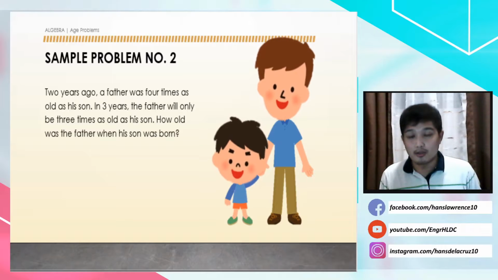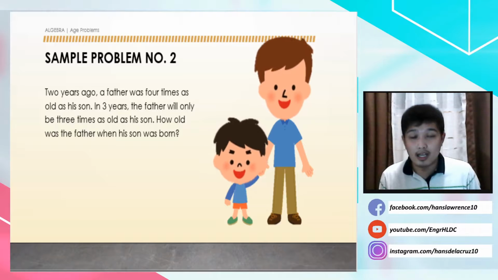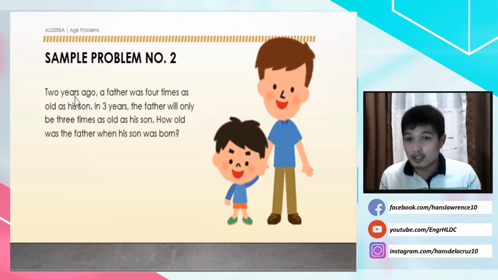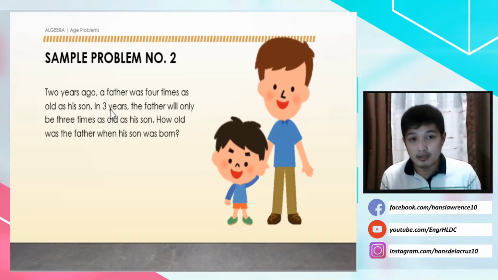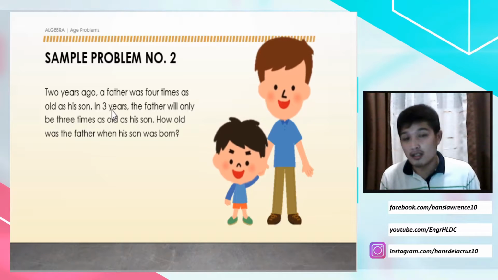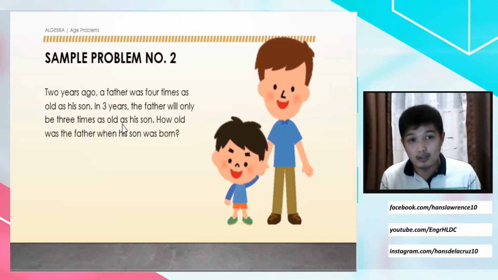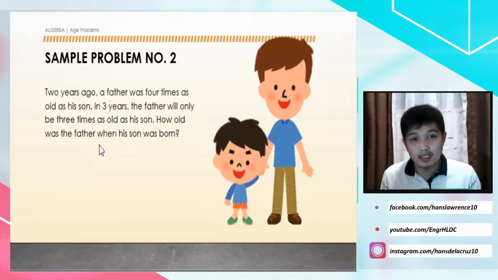So, 2 years ago, a father was 4 times as old as his son. So, meron nangyari, no, sa past. So, meron na tayong column sa past. And then, in 3 years, so, sa future to, so meron naman tayong another column sa future. So, the father will only be 3 times as old as his son. So, how old was the father when his son was born? Okay? So, anong tinatanong, class? Edad ng tatay nung pinanganak yung anak.